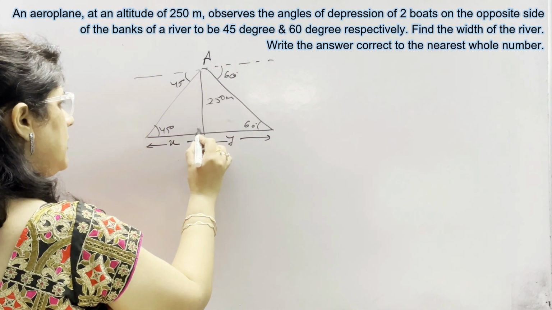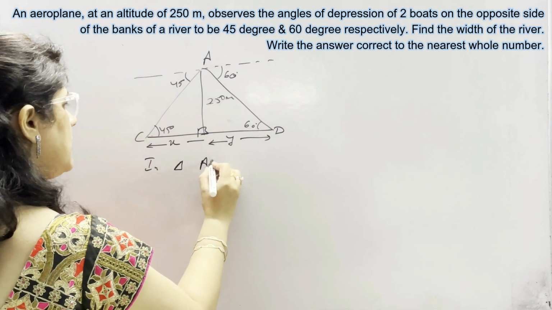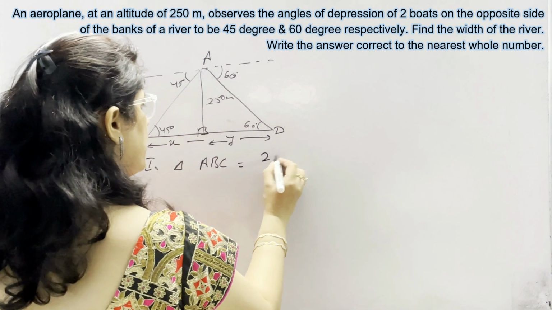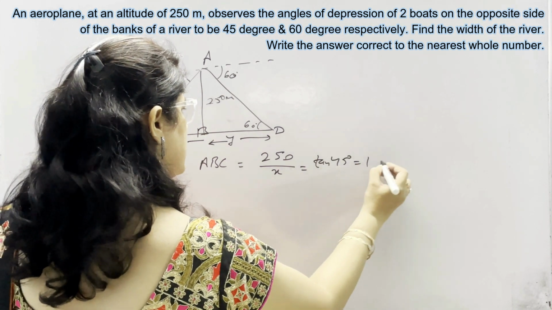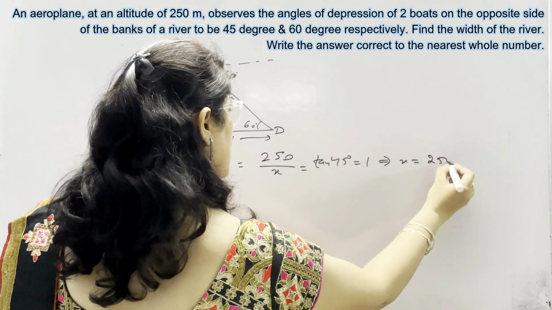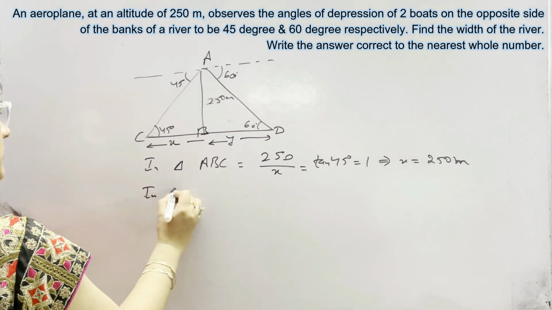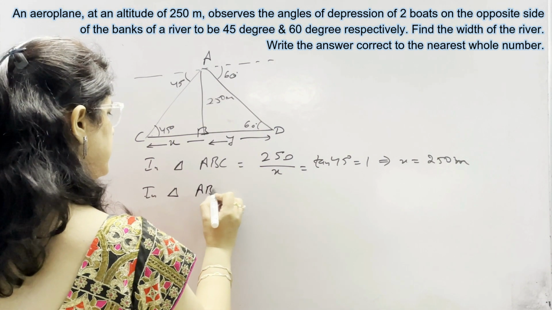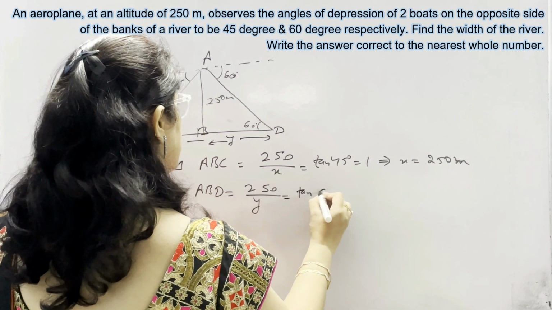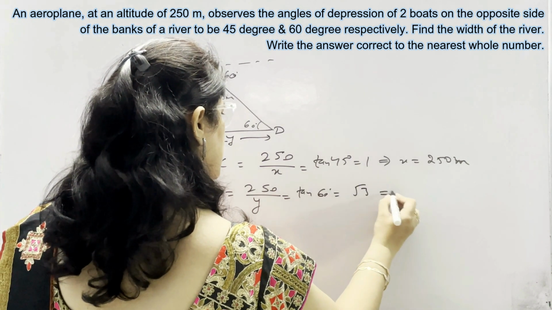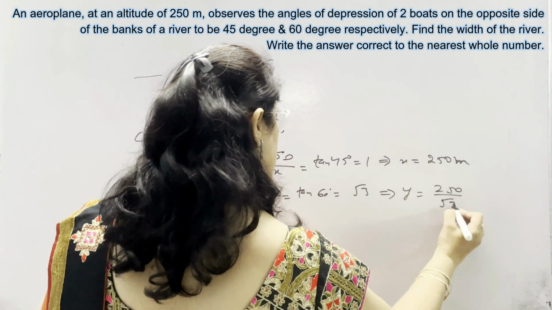We need to take triangles again, A, B, C and D. In triangle ABC, the height is given as 250. So P upon B is equal to tan 45. Its value is 1. So x is equal to 250 meter. On one side it is 250 meter. Next, in triangle ABD, it is 250 upon y and the angle is given as tan 60. It means under root 3. So y is equal to 250 upon under root 3.